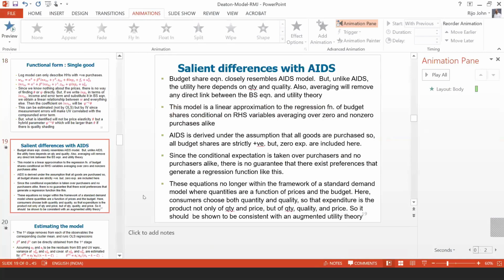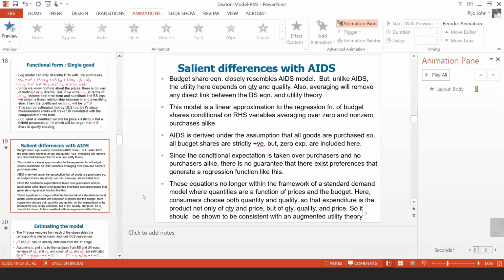So that is an addition to what the AIDS model typically provides. The budget share equation closely resembles the AIDS model, but unlike AIDS, the utility here depends on quantity and quality, whereas the AIDS equation does not talk about quality at all. It doesn't assume that relationship. Also, averaging will remove any direct link between the budget share equation and utility theory in this kind of setting. Deaton doesn't want to call this particular model an AIDS model. In fact, he says at best this can be called a linear approximation to the regression function of budget shares conditional on right-hand side variables, averaging over zero and non-zero purchases alike.